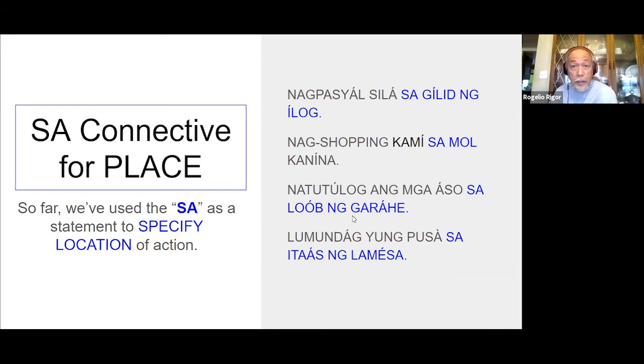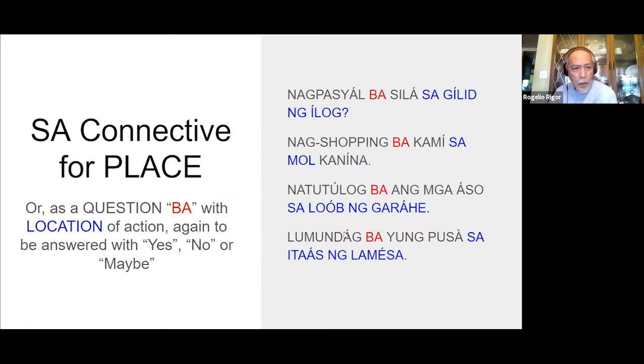So again, that's the connective of place. Connective of place is always with the sa. Or as a question, ba, with location of action. Again, to be answered with yes or no, all you have to do is put the ba after the action. Ba will always be after the action, and everything else is the same. And of course, the ba is a word that puts it in a question that can be answered with a yes or no, or maybe.